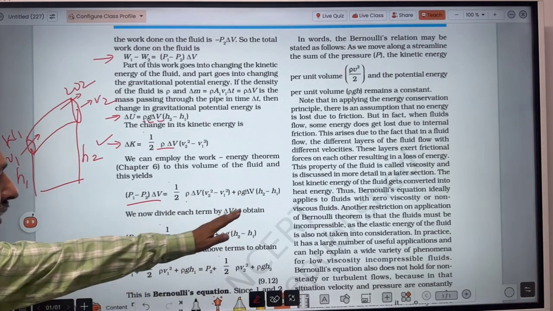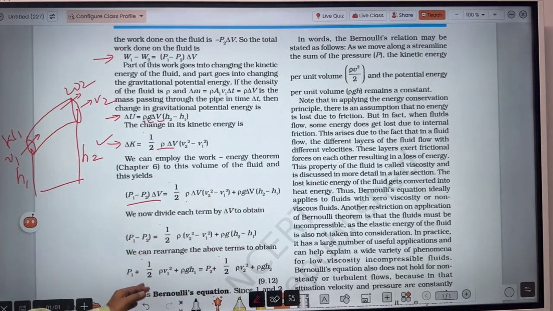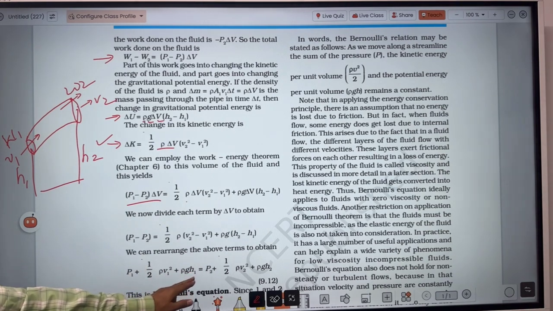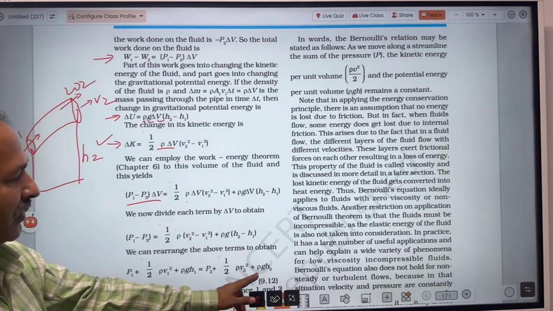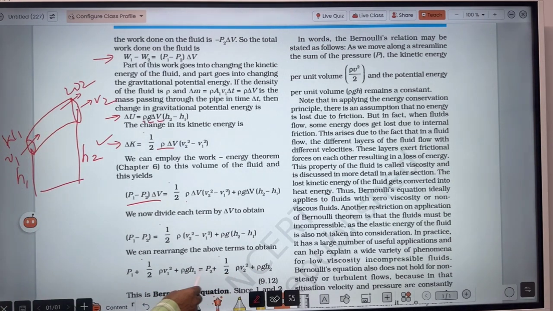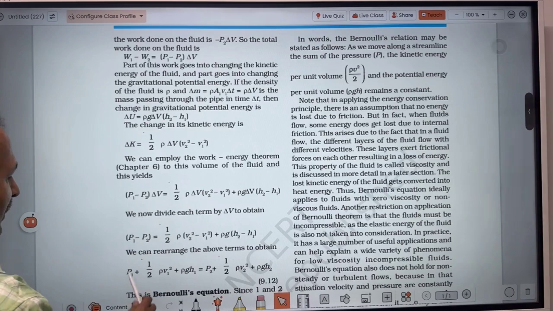Then doing that, as I said, you will get P1 plus 1 by 2 rho V1 square plus rho g h1 equal to P2 plus 1 by 2 rho V2 square plus rho g h2. So this equation is called Bernoulli's equation.